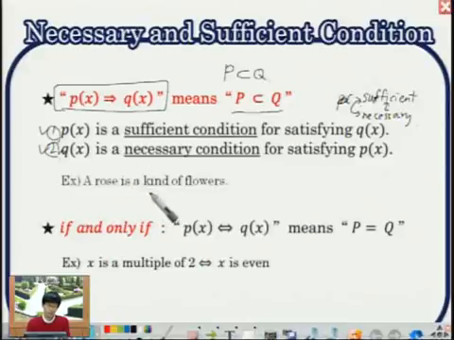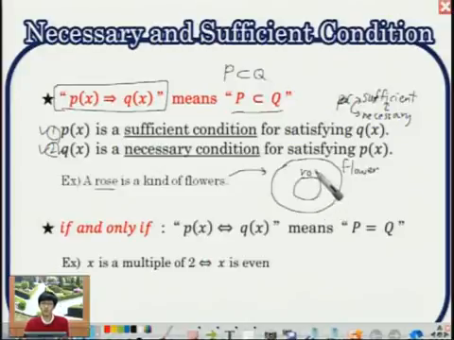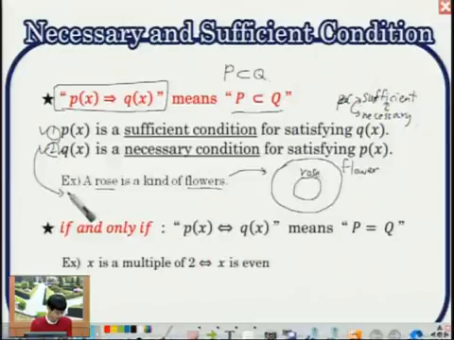A rose is a kind of flower. I'll draw the Venn diagram. This is a group of flowers, and this is a group of roses. Then I'll say these two sentences are right here.